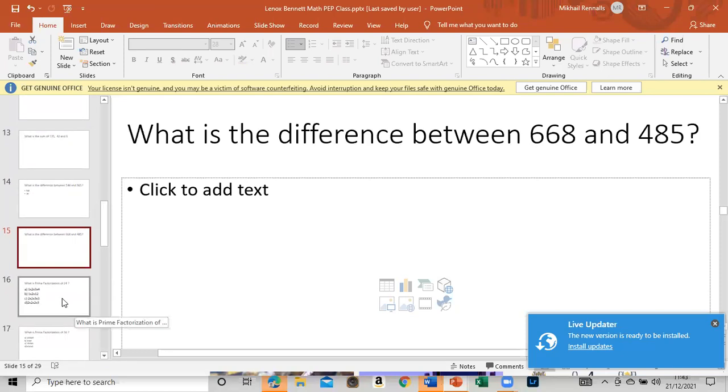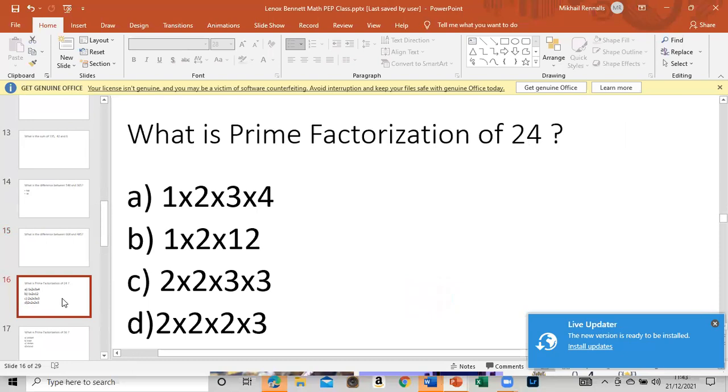All right, let's move on to 16 now. You're going to choose a letter. What is the prime factorization of 24? Sir, D. D, as in dog? Yes, sir. Okay. D. Someone says A? No. 30 is the answer. D, I said D, as in dog. Okay. All right, yes. So let us check it.